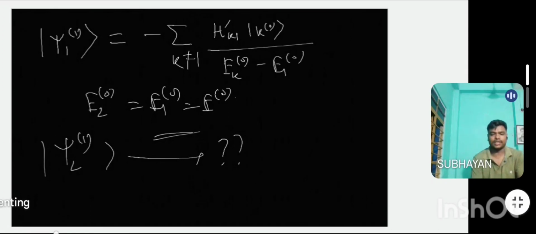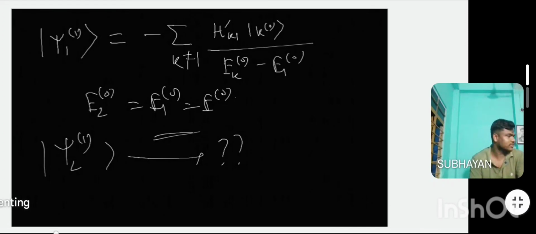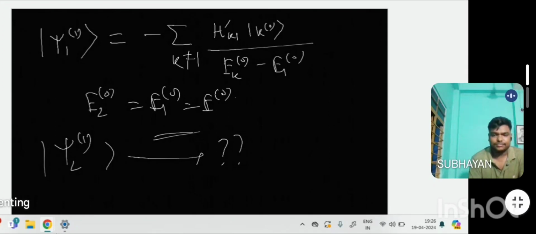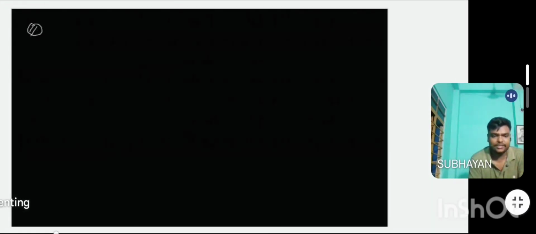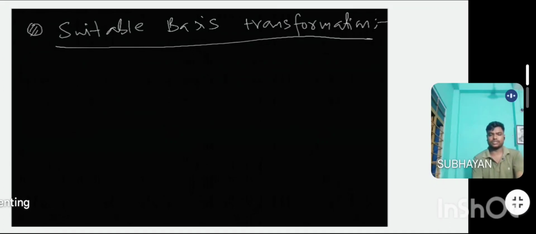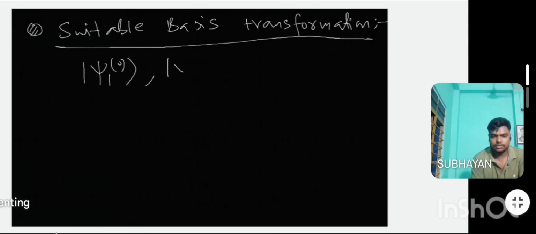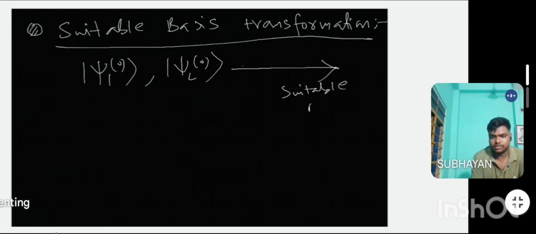So these two states, psi 1 and psi 2, are problematic because they will yield undefined terms in the first order terms. So how can you handle this? You can handle this issue by taking a suitable basis transformation. So this psi 1 naught, psi 2 naught is to be transformed into a suitable set of bases. Okay, in a suitable basis.